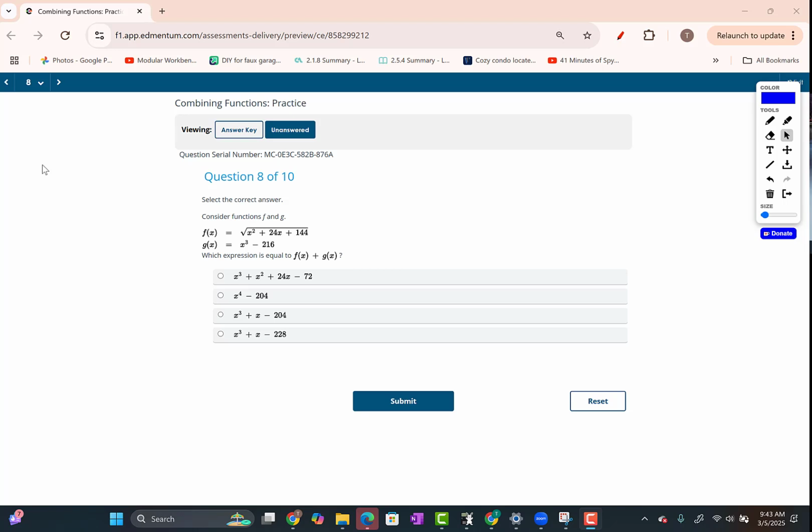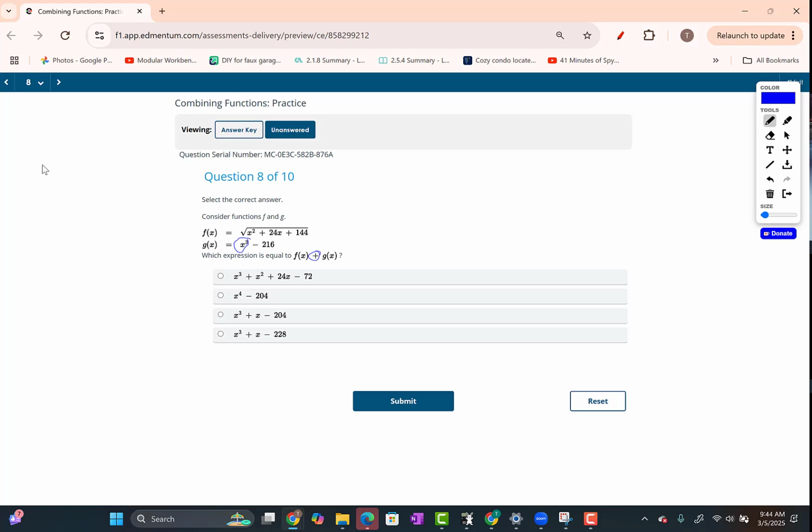Question 8. Consider functions f and g. Which expression is equal to f of x plus g of x? So the first thing that I notice is g of x has an x to the third. There's one answer choice that doesn't have an x to the third in it. In fact, it has an x to the fourth. I see no x to the fourths in this problem.